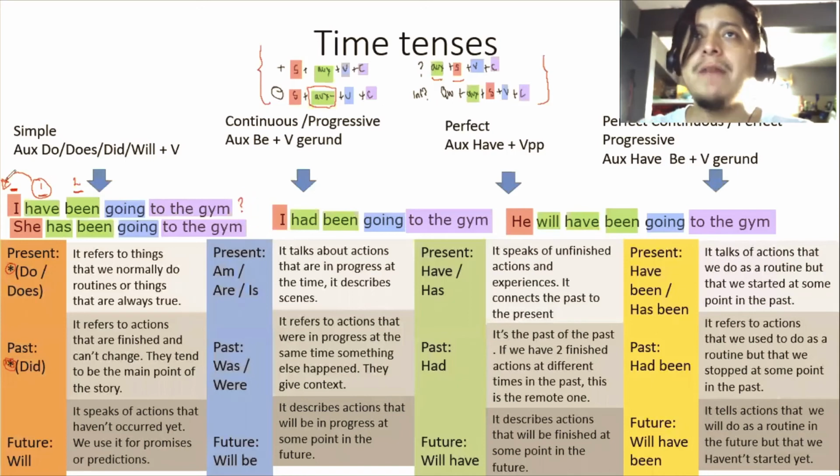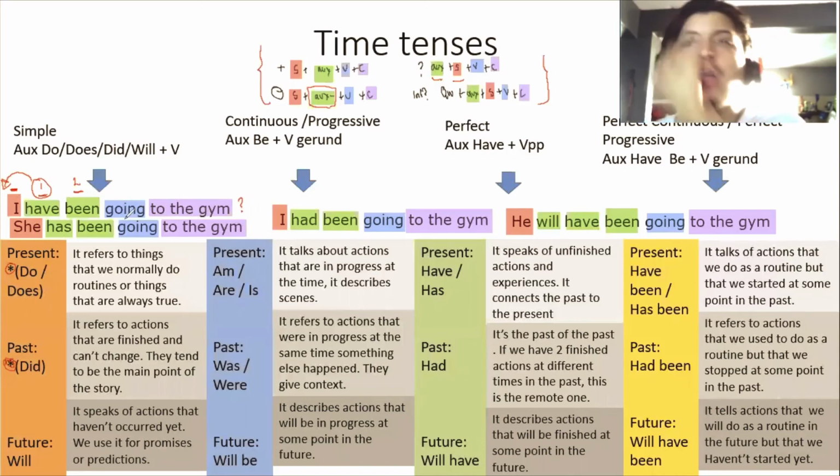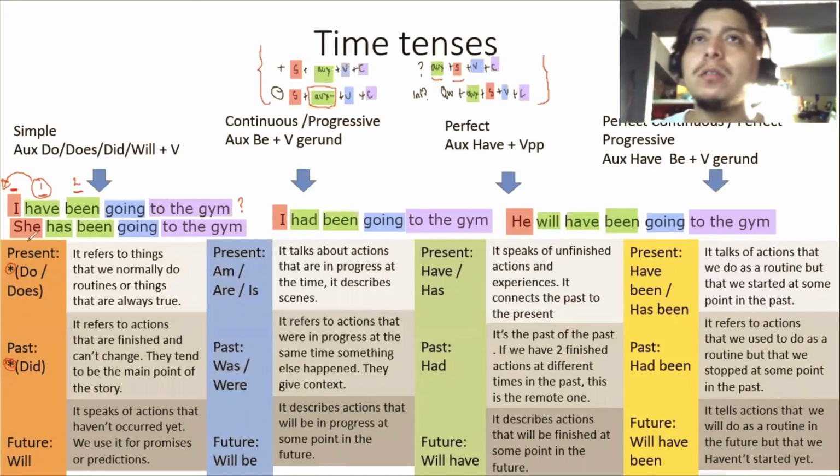Have I been going to the gym? You don't change the block. You don't say "have been I." You only say, have I been going to the gym? Yes, you have, or no, you haven't. In this case, only the first part switches positions with the subject.